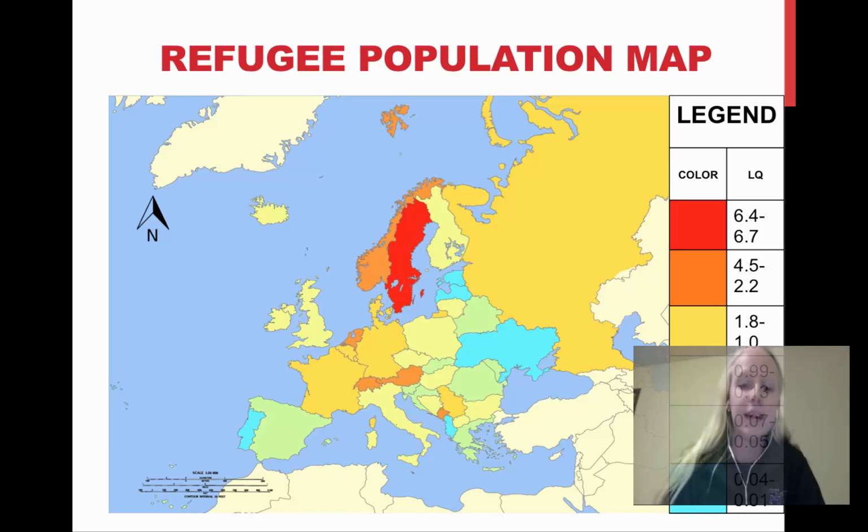This next map that you see on your screen is a map of Europe, organized by location coordinate of the refugee population in Europe. The legend along the side shows the colors that represent which location coordinate and how they relate to each other along the numbering scale.